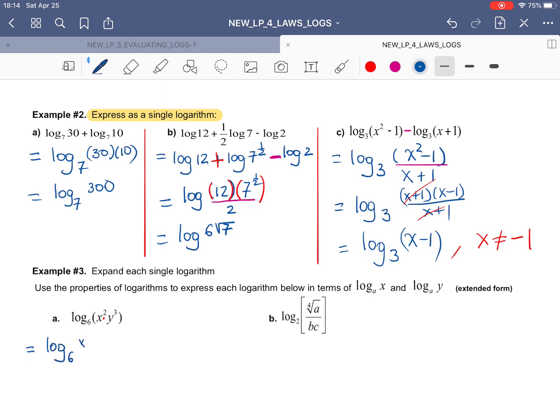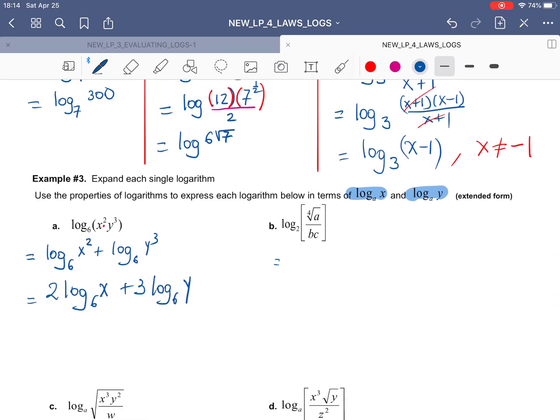That's log with base 6 of x squared, and then plus log with base 6 of y cubed. Now, since we want to express only in terms of log a x and log a y, we don't have just log base x, log base y, we have powers as well, so we need to take care of them too. So that would be 2 log 6 x plus 3 log 6 y.